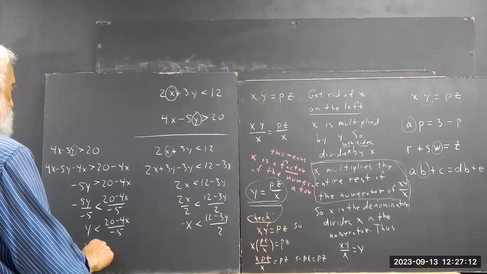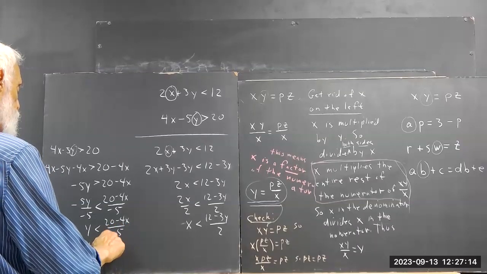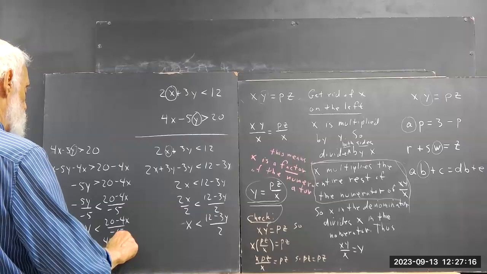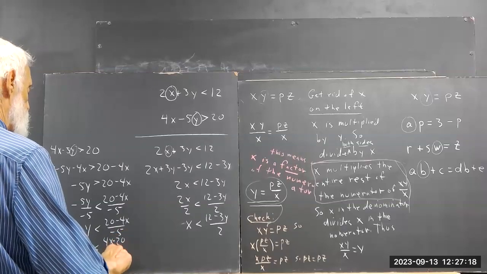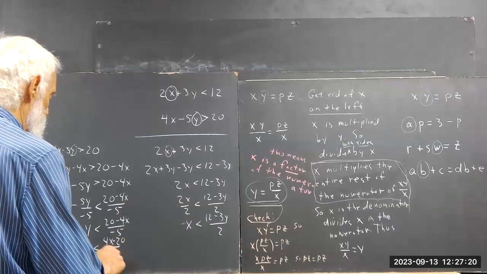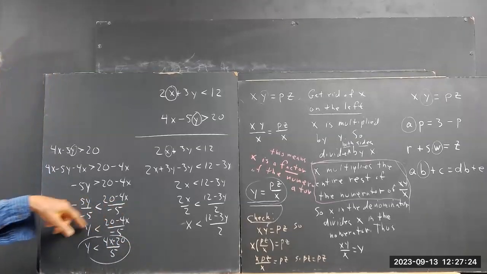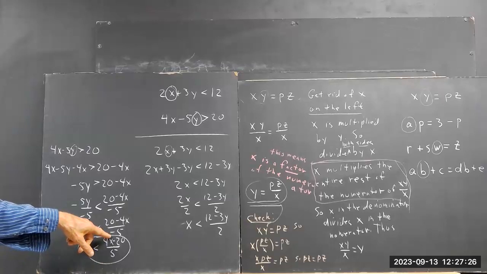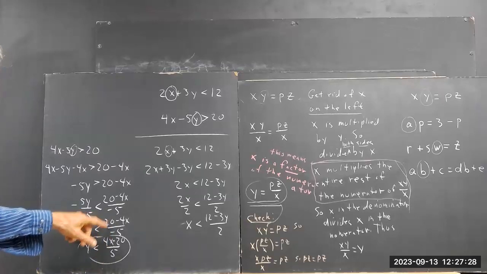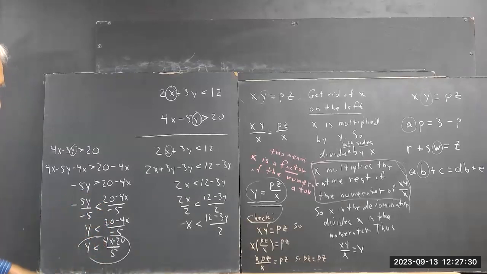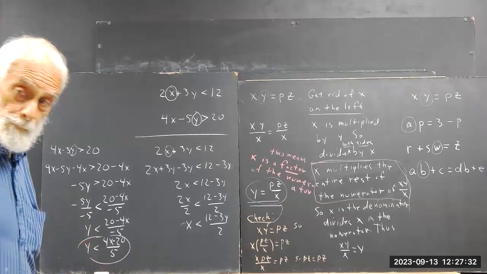Or y is less than 4x minus 20 over 5. This answer would be kind of all right. We usually don't want the negative in the denominator. If you don't understand how we get from here to here, ask and I'll explain. Okay.